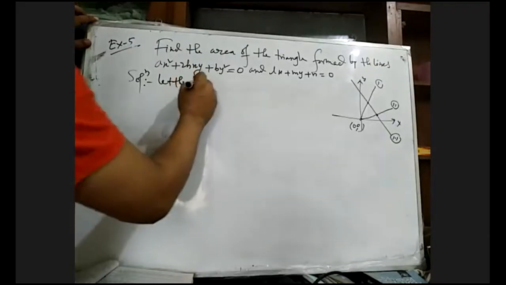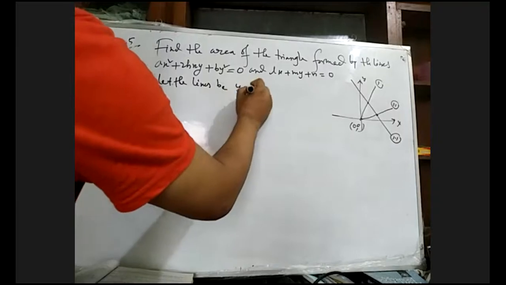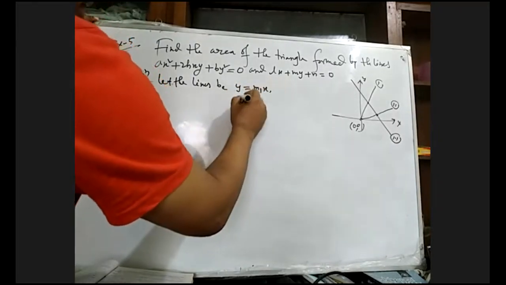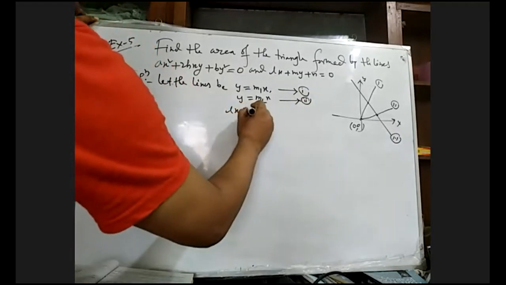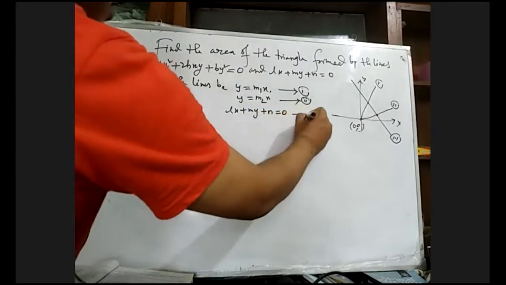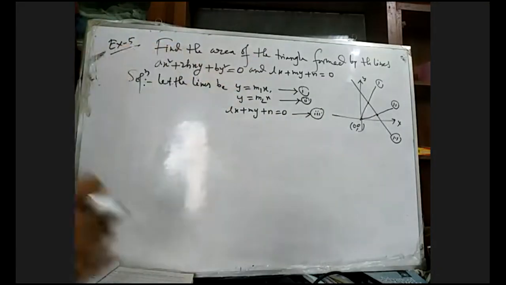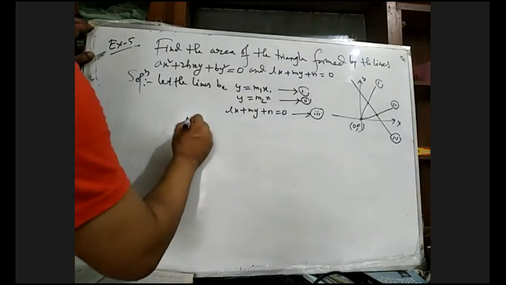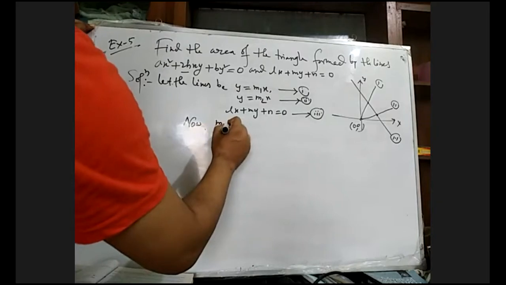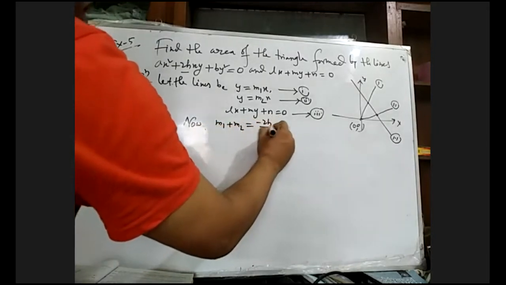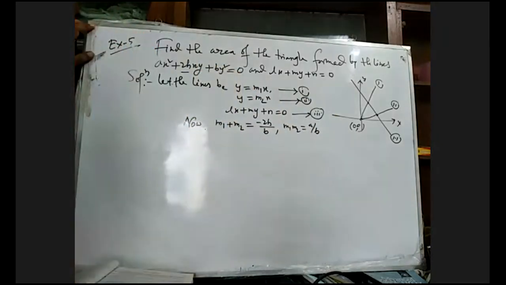Let the lines be y equals m1x, y equals m2x, this is the first line and this is the second line, and the third one is lx plus my plus n equals 0, which cuts the axes. This is the third line. Now from the given homogeneous quadratic equation, the sum of the roots will be minus 2h by b, and the product of the roots is a by b. We have to remember this.